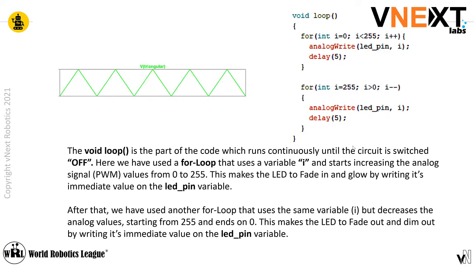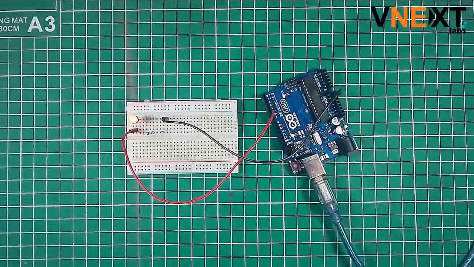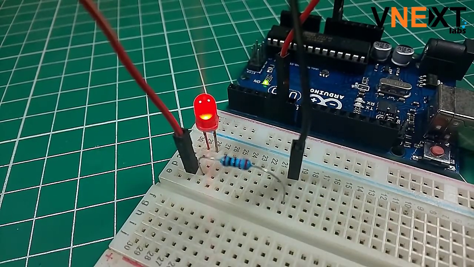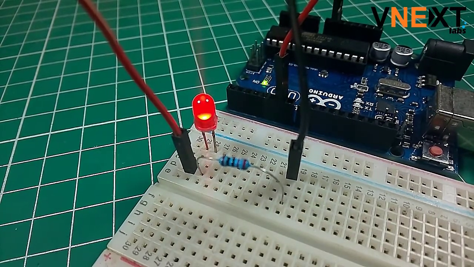Let's download the code to the Arduino. As expected, the circuit displays the brightness of the LED going from 0 to maximum in the first instance. In the second, the brightness fades from maximum to 0.